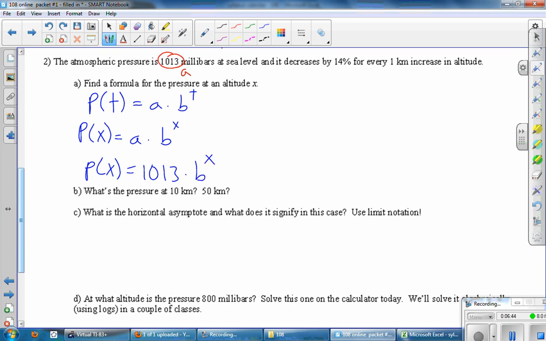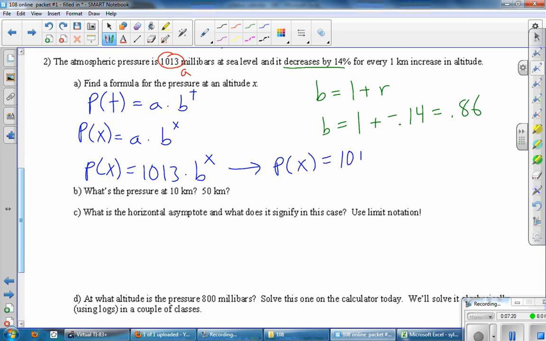Got to find b. Well, in this case, we don't have to do a lot of work. We just have to analyze. It says that the pressure decreases by 14% for every 1 kilometer increase in altitude. 14% per every unit. So we know that b is 1 plus r, and the r that is given in this problem is negative 0.14. Decrease, that's the negative, and then 14% changed to a decimal is 0.14. So the b is simply 0.86. So our completed formula is 1,013 times 0.86 to the x.